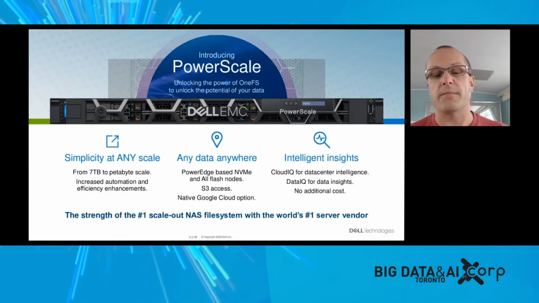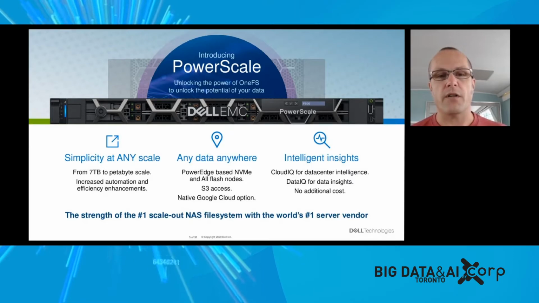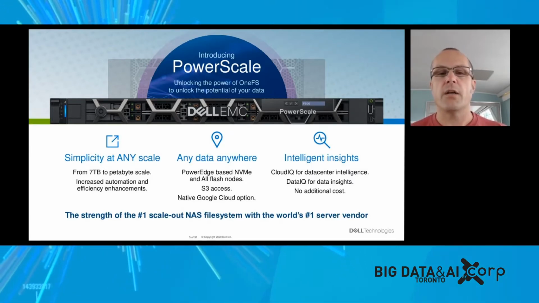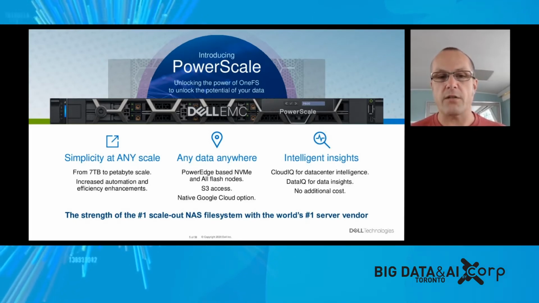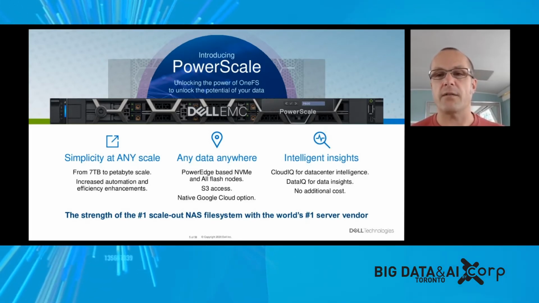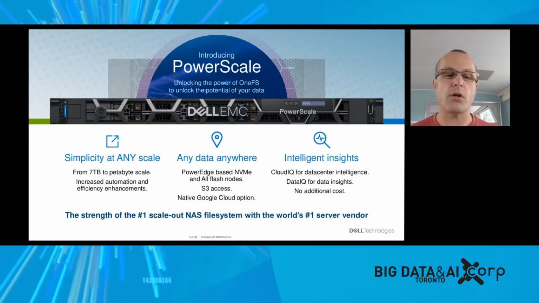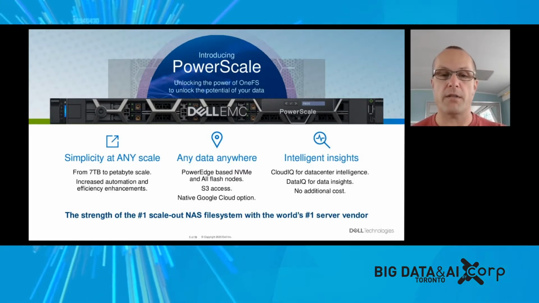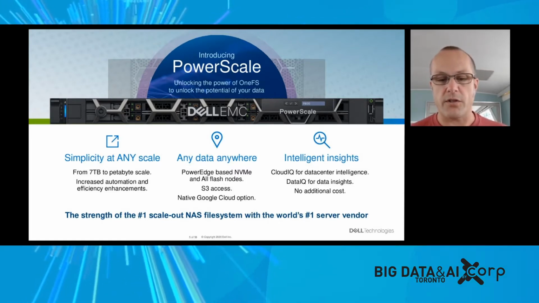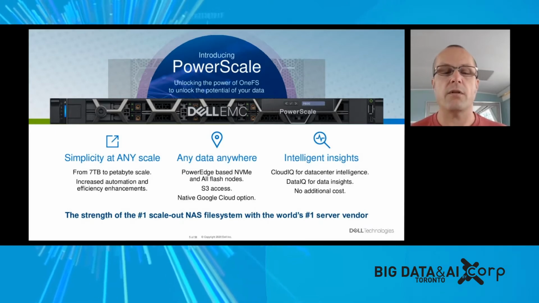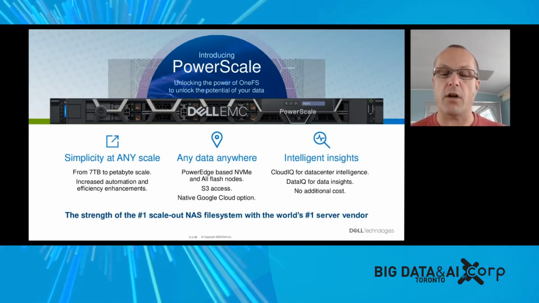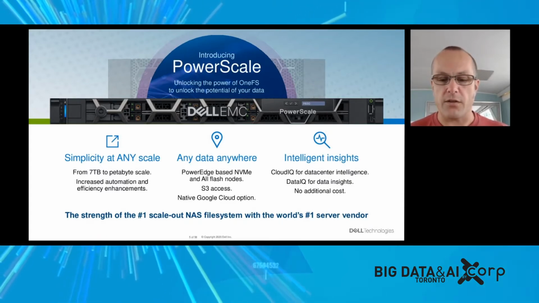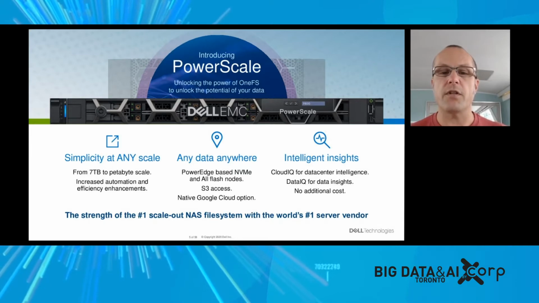So introduce PowerScale. PowerScale runs OneFS software. In the past, it was called Isilon, and there still are Isilon nodes. But what it provides is simplicity at any scale. So we can start these clusters as small as 7 terabytes, and we can grow them out into the multiple petabytes. These clusters are true scale out NAS clusters. They perform file and object. They don't do any block, but they provide this scale out architecture that's up to 252 nodes.